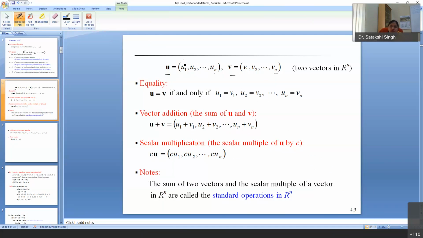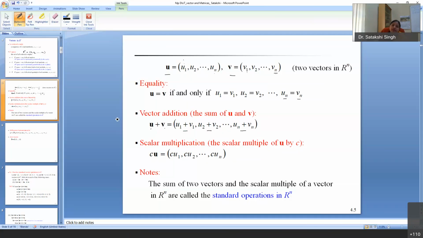So for u and v to be equal, u1 should be equal to v1, u2 should be equal to v2, and so on. The last element un should be equal to vn. Similarly, we can define vector addition in this way. u plus v, the addition of two vectors, is defined by adding the corresponding coordinates of the two vectors. That means the first coordinate u1 is added to the first coordinate v1, u1 plus v1. That will give you the first coordinate of u plus v. So here we have u1 plus v1, then u2 plus v2, and last un plus vn.